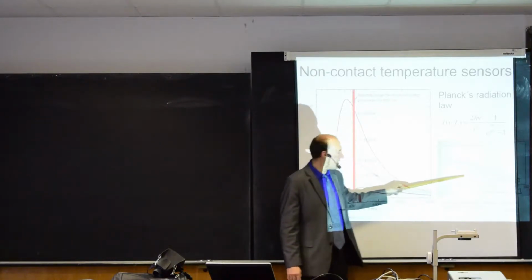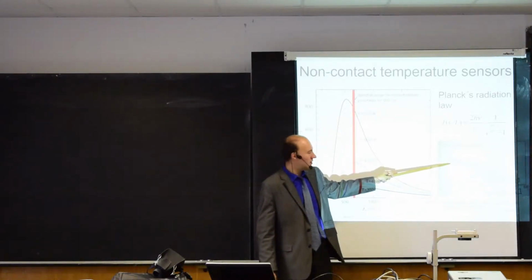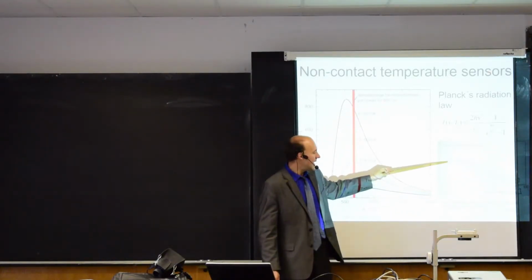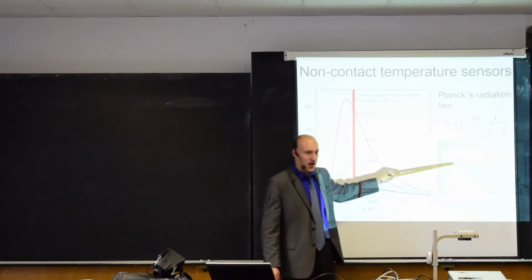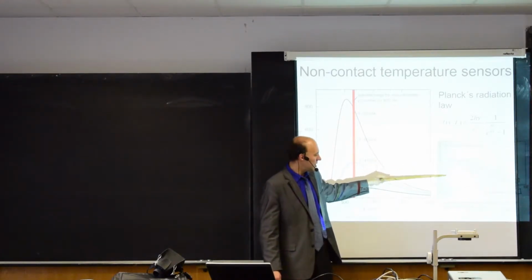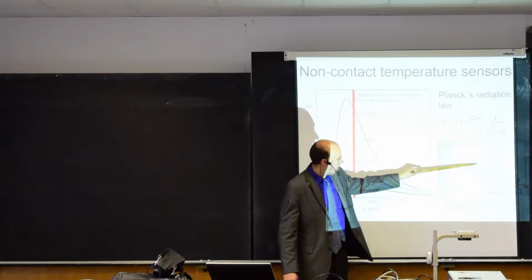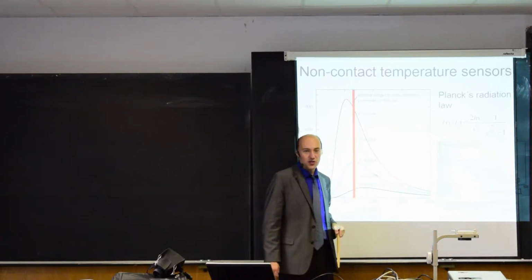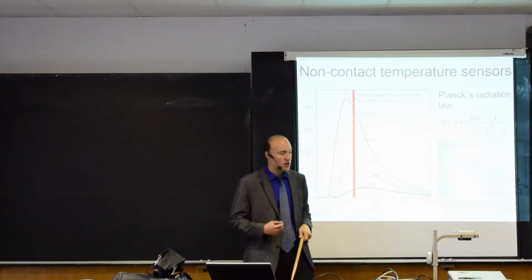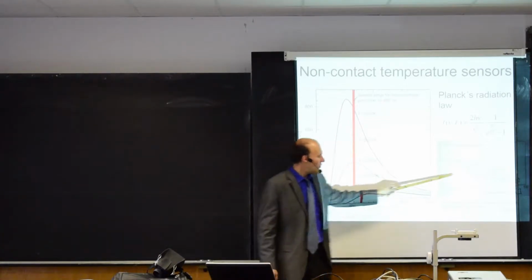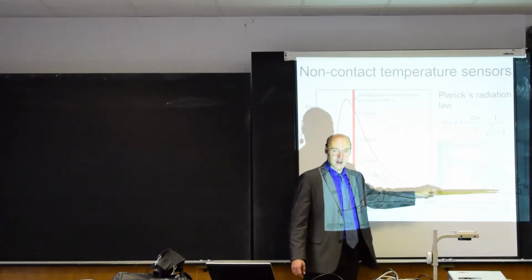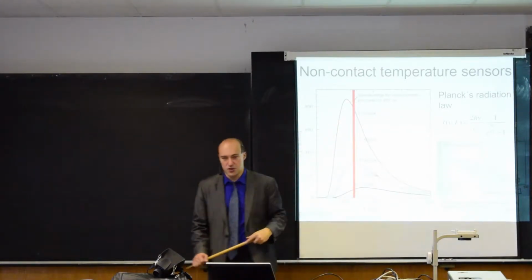If, however, we want to measure an object at 1000 centigrade, then 90% of the radiated energy is between, let's say, 1.5 and 10 micrometers. So we'll need different materials than for the section where we want to measure lower temperatures.